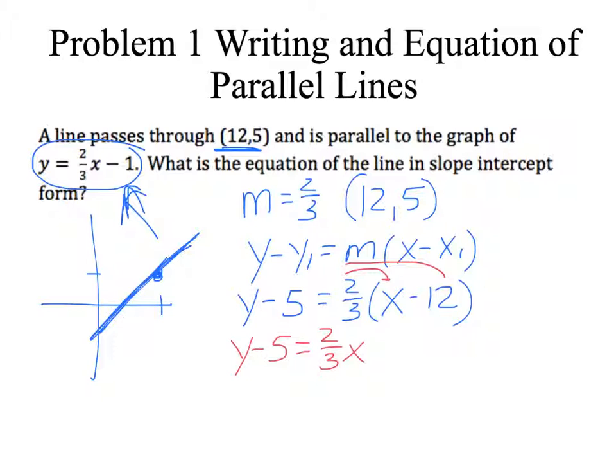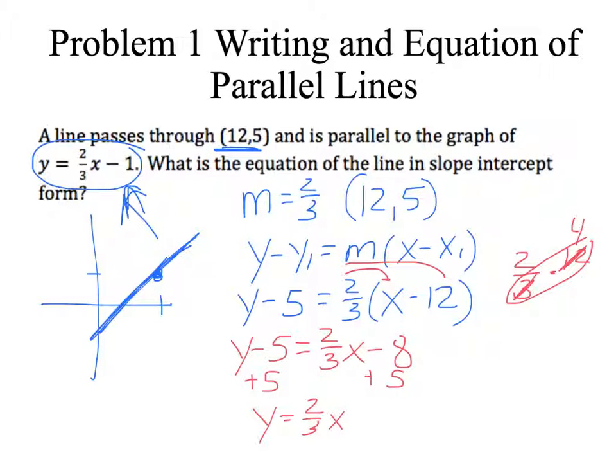2/3 times 12. Now if I do that over here on the side, 2/3 times 12, I know that 12 divided by 3, if you look diagonal, would be 4. So it's really just 2 times 4, which would be minus 8. And then add 5 to both sides. Make sure you add it on to the number, not the x part. So we have y equals 2/3 x, and negative 8 plus 5 would be negative 3.